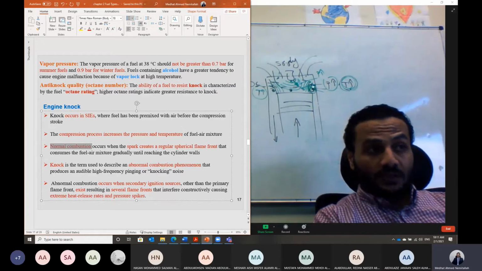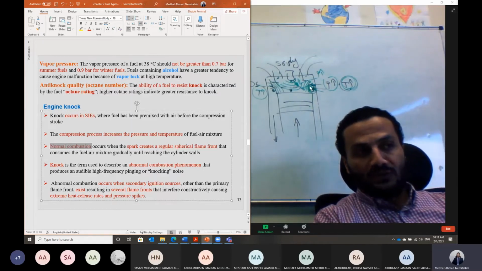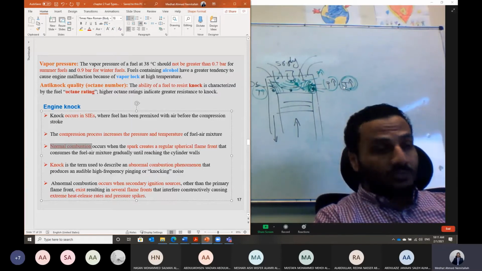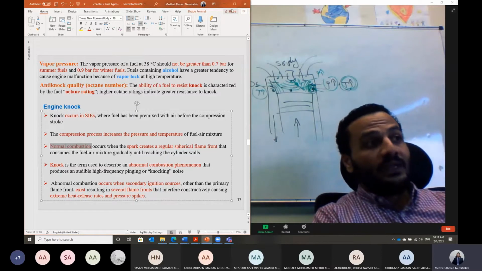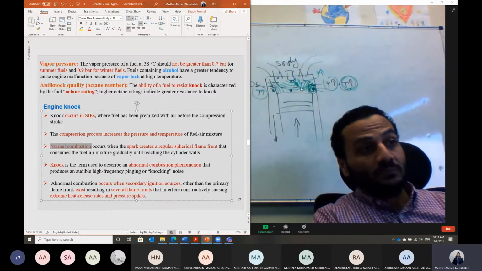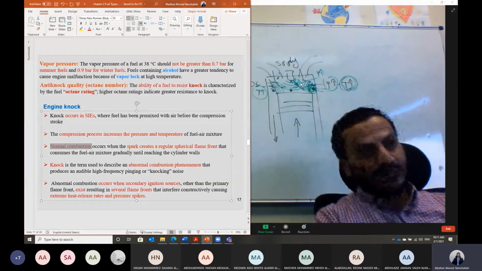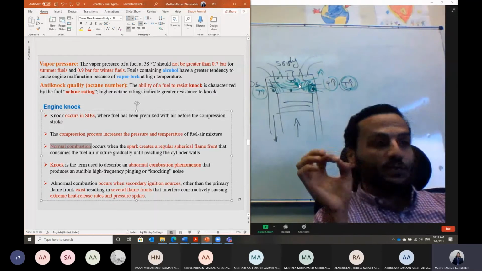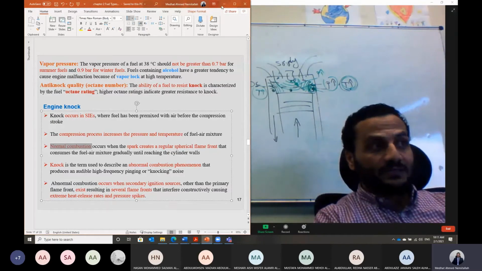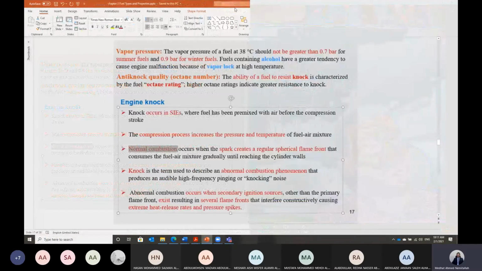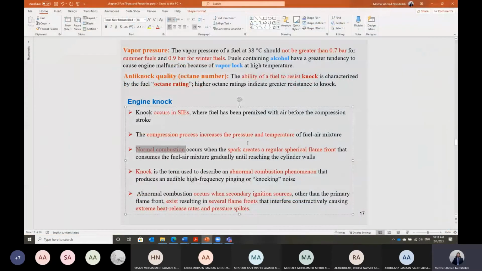But if the fuel is a low-grade fuel, with a low octane number, that means it will not resist self-ignition, and the fuel will self-ignite before the spherical flame initiated by the spark plug approaches the end gas. In this case, we'll have knocking because we will have successive self-ignition inside the cylinder, which results in the abnormal combustion phenomenon that we call engine knock.